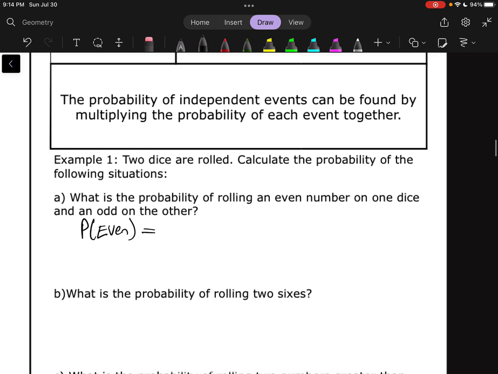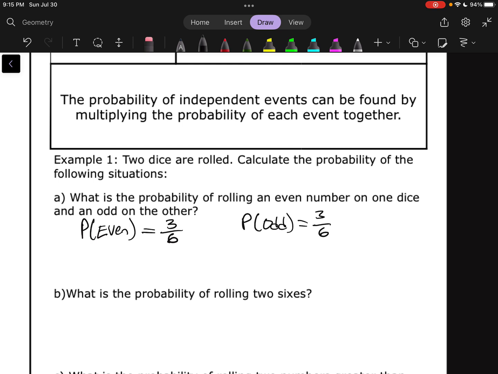probability of just rolling an even number on one of those dice. Well, how many even numbers are there on a dice? There is the 2, the 4, and the 6. So that means that 3 out of the 6 numbers are even. So probability of rolling that even number is just 3 out of 6. Now for the other dice, if we want that odd number, how many odd numbers are there on a dice? Well, there's the 1, the 3, and the 5. That is 3 numbers out of 6 numbers that are odd.